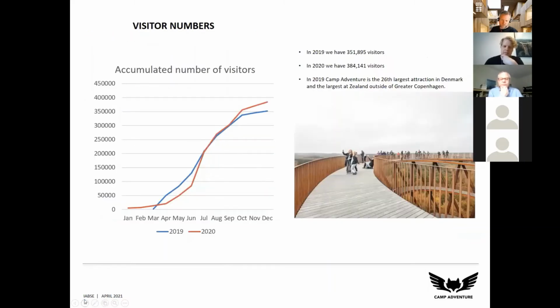I think we have the visitor numbers here. In 2019, we had just over 350,000 visitors, and last year we almost had 400,000 visitors. So it has been quite a success, and I think it's a really good sign that you can bring tourists and visitors to the countryside of Denmark. You just need to make something that fits really well in and makes a really great new perspective, and you should use high quality architecture. At least that's what I think are the learnings from the Forest Tower.